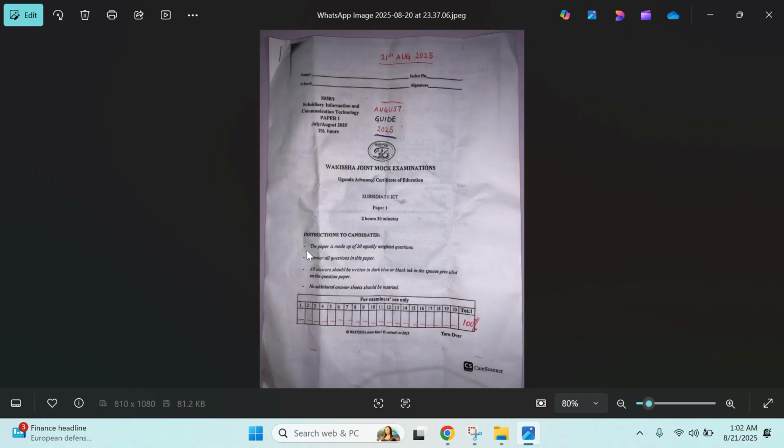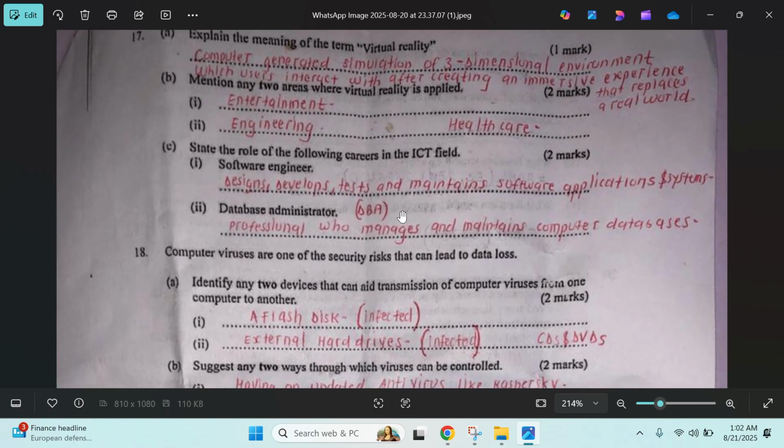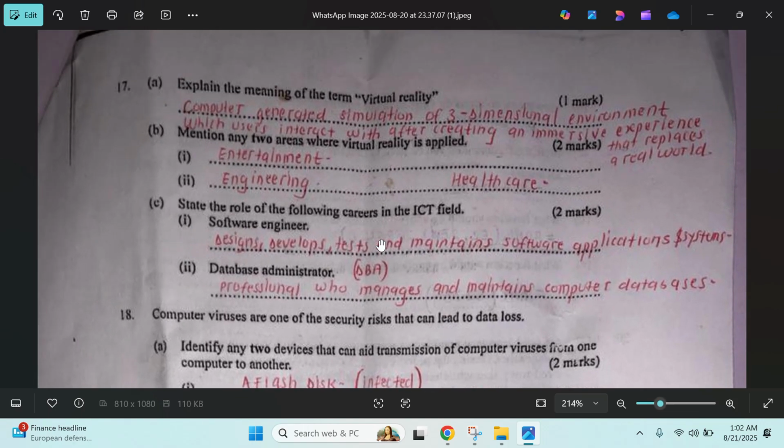Number 17 of that very paper is right here. Number 17 was: explain the meaning of virtual reality. Virtual reality is a computer generated simulation of a 3D environment which users interact with, creating an immersive experience that replaces the real world.